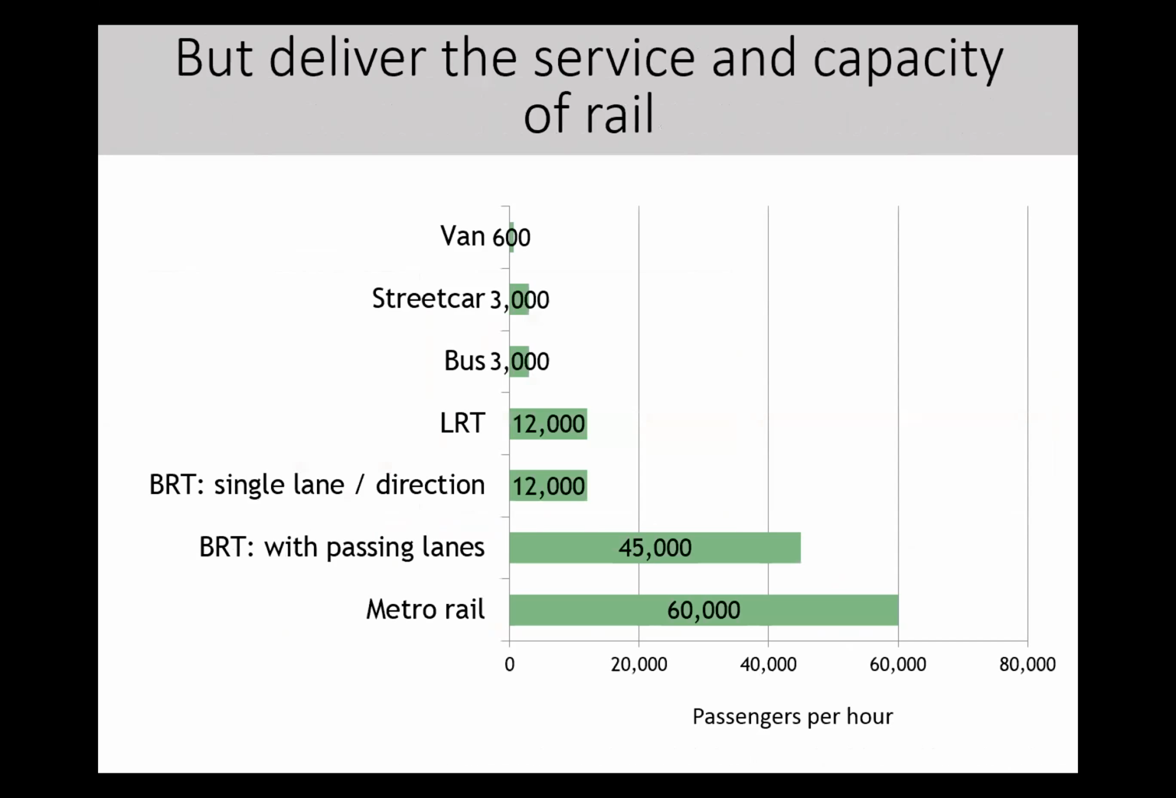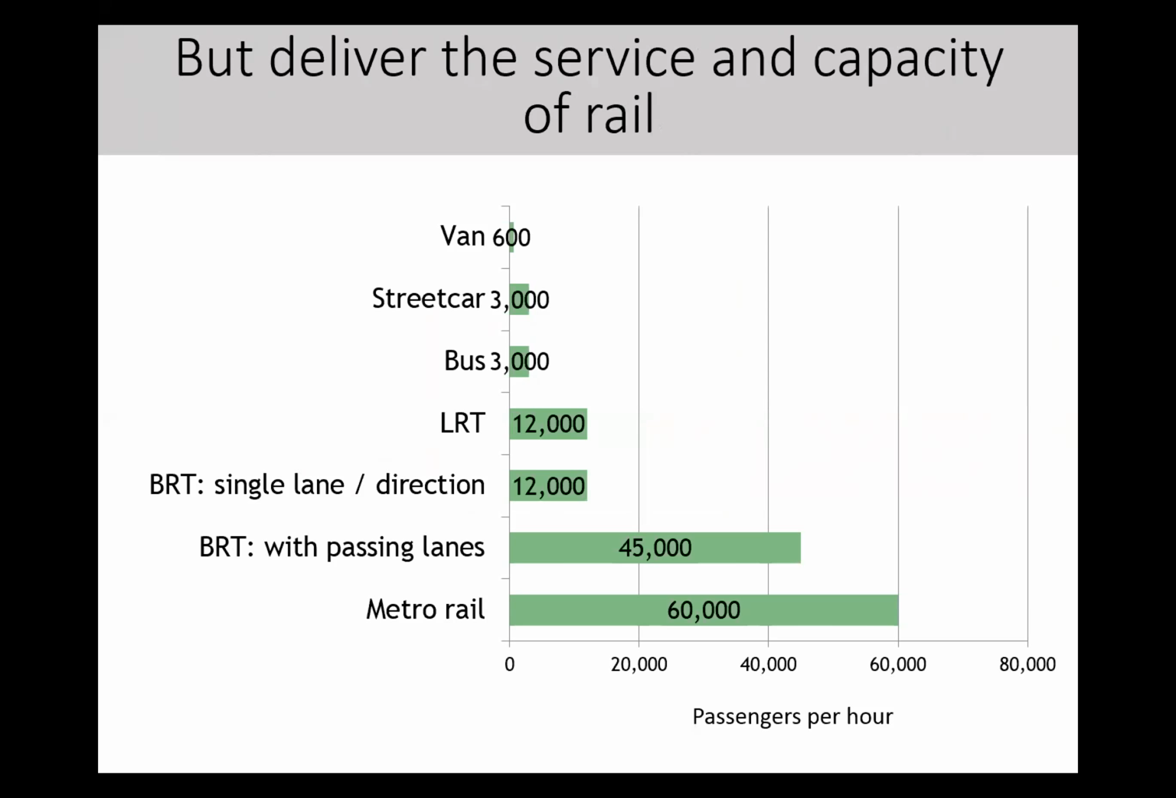And it can deliver the service and capacity of rail. So in this, again, there are always variations. So this is just, again, an average. But if you look at a bus in mixed traffic, the maximum capacity that you're going to reach is 3,000 passengers per hour. With light rail, it's about 12,000 passengers per hour, which is the same as BRT, single direction, per direction and a single lane.